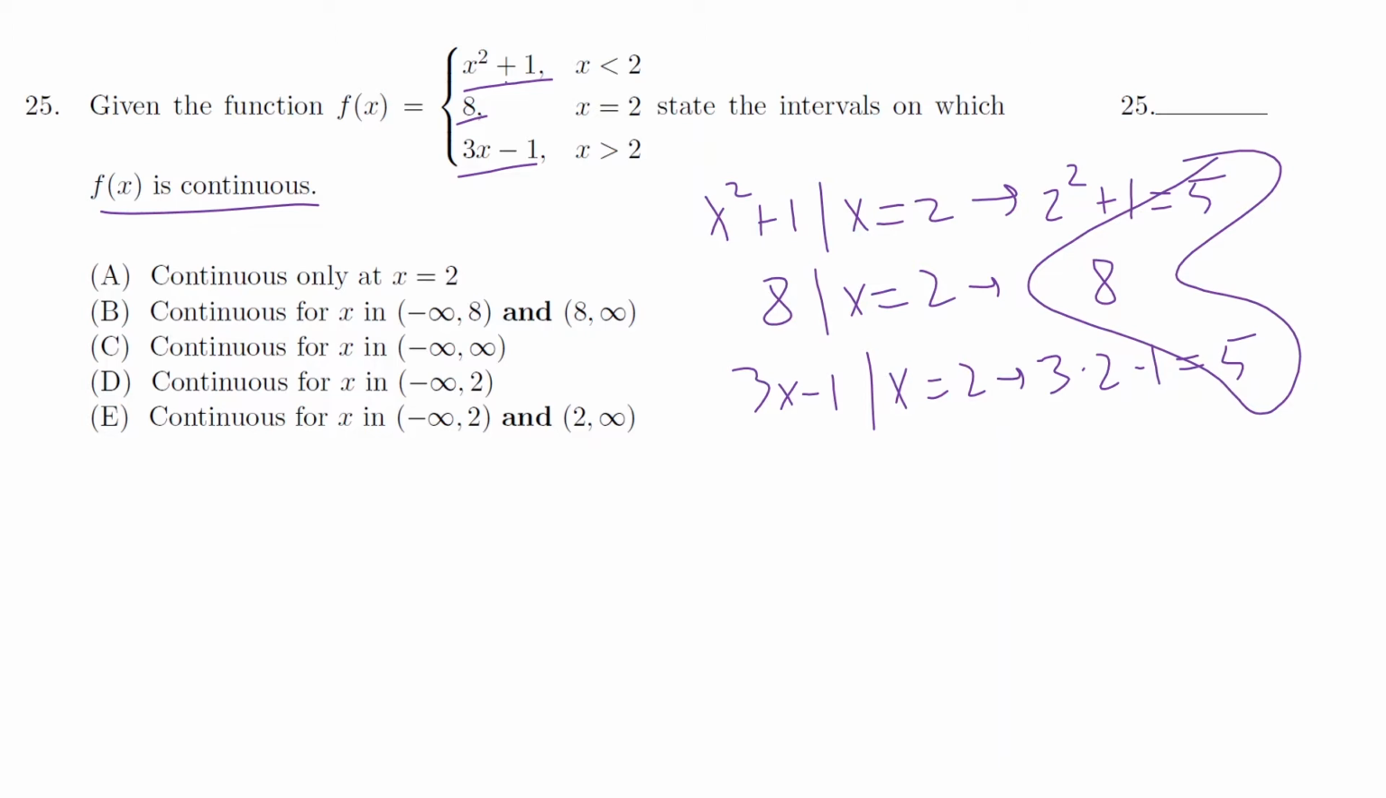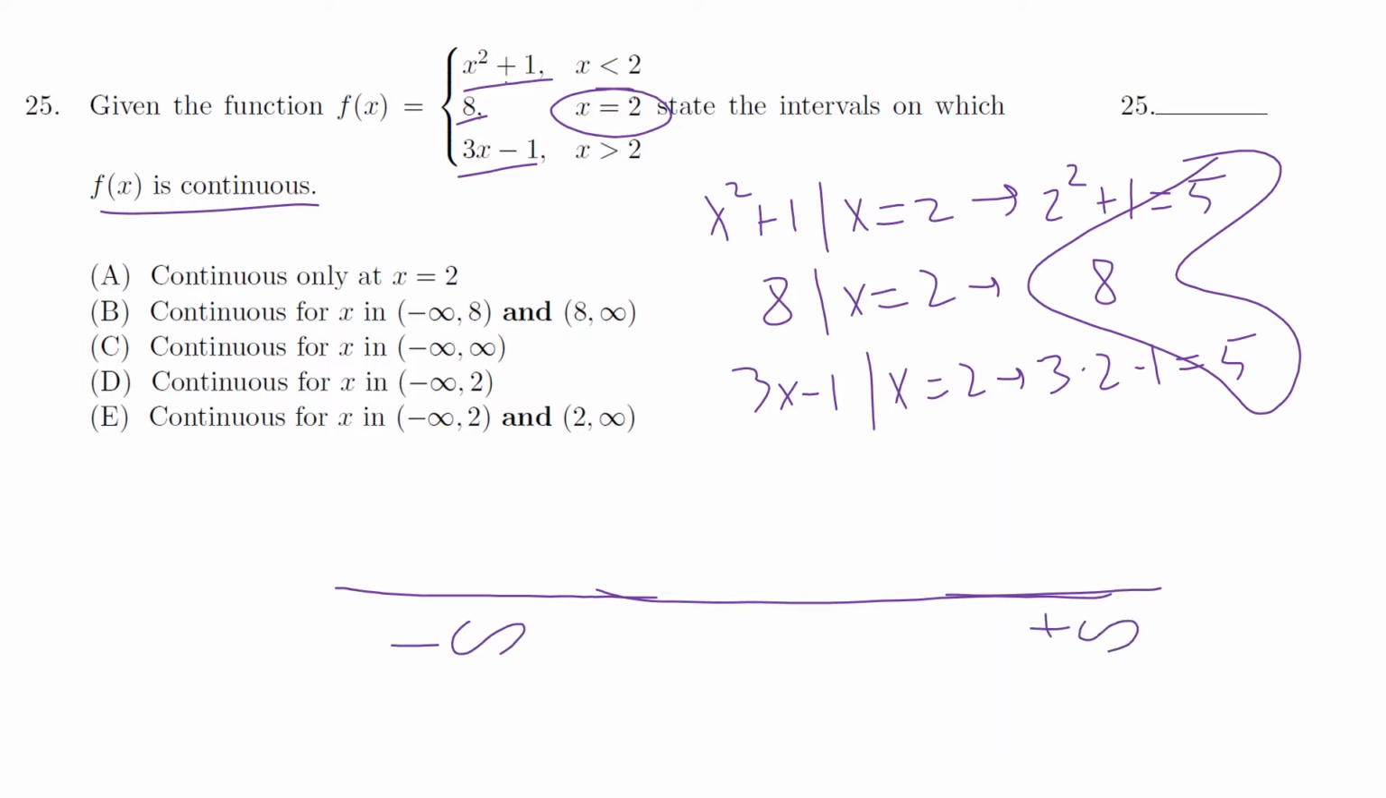Clearly, they do not match. They are supposed to match. If they don't match, the points at which they don't match are the points where there's discontinuity. So therefore, we're looking at x equal 2. That's where this discontinuity happens. So on the whole interval, from negative infinity to positive infinity, it's all going great, except for the point when x is equal to 2. That's where the discontinuity happens.